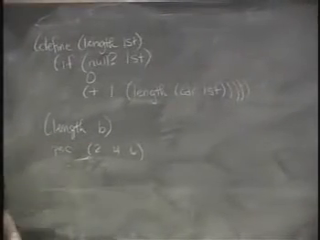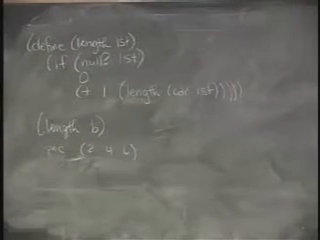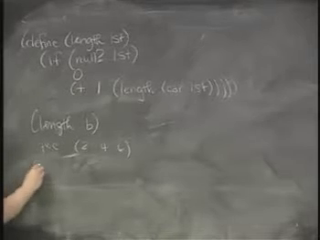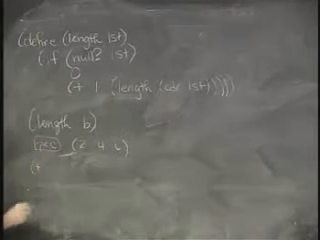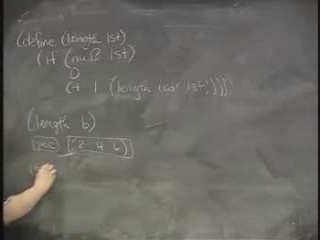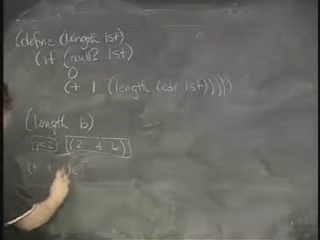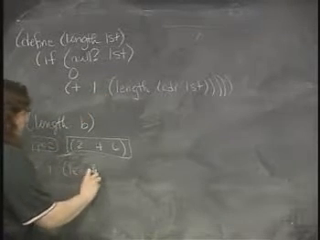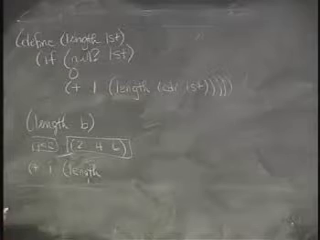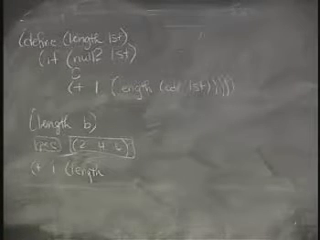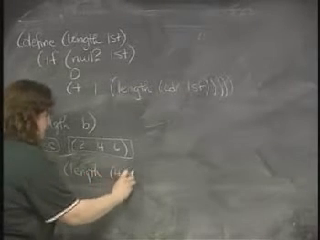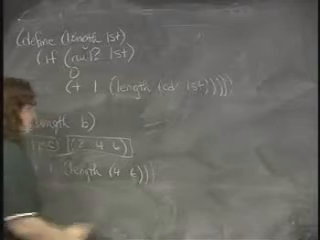So is our list null? No. So we're going to return 1 plus the length of the cdr of the list, which is the list 4, 6, right?